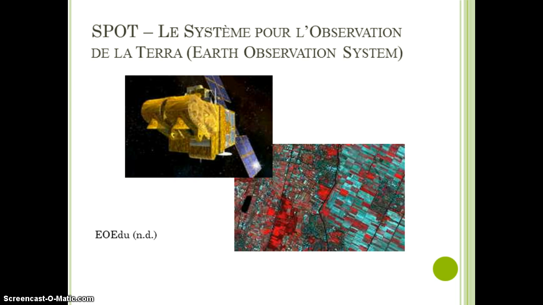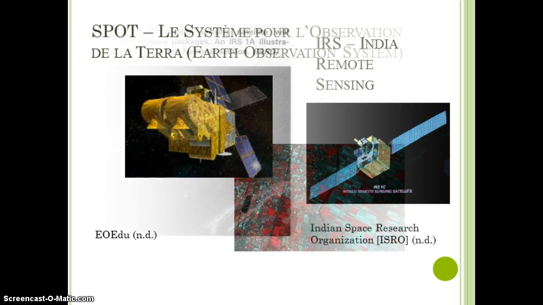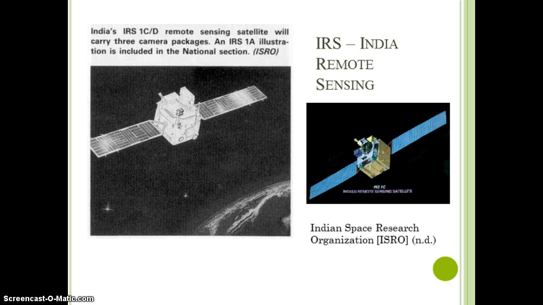As EOEDU notes, India has one of the largest constellations of remote sensing satellites in operation today, and a wide variety of instruments flown on board these satellites. Major applications of remotely sensed data from IRS include agriculture, water resources, urban planning, rural development, mineral prospecting, environmental, forestry, ocean resources, and disaster management.